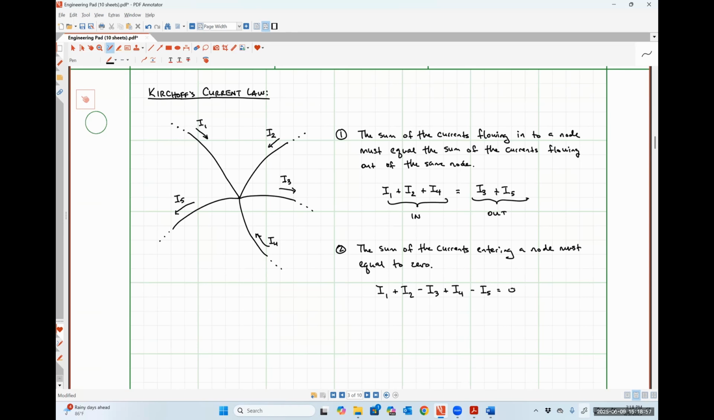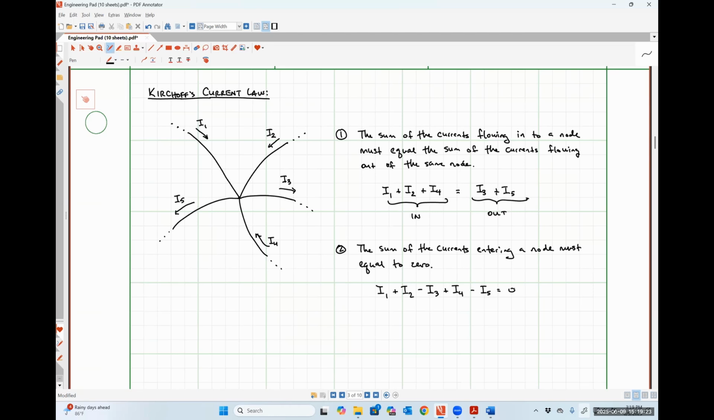is equal to 0. So mathematically, that's the exact same equation that we got from formulation number 1 for KCL, except that we moved that I3 and I5 over from the right-hand side of the equal sign to the left-hand side of the equal sign, okay? So we get the exact same relationship, it just looks slightly different.